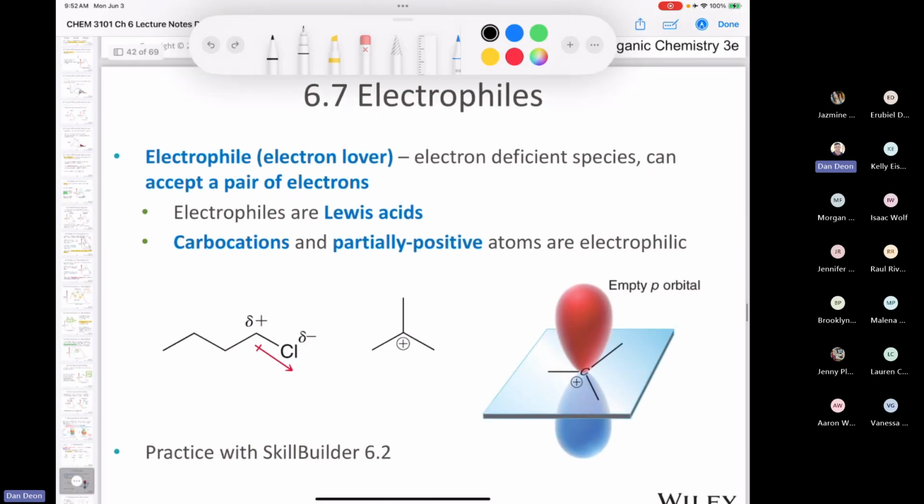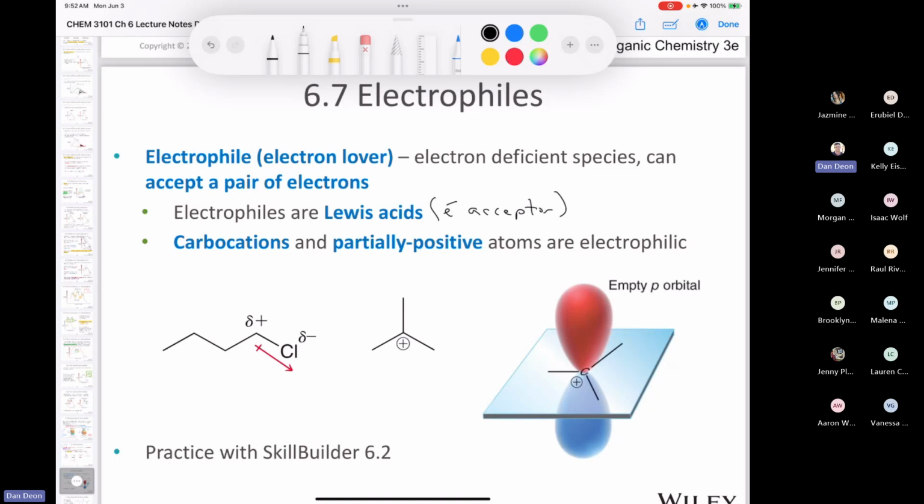Anyhow, an electrophile, I'll go a little quicker now. An electrophile is an electron lover, right? Electrons are negative, so it's going to be something that's electron deficient. An electrophile is a Lewis acid, and you remember that a Lewis acid is an electron acceptor. Good, electron acceptor. So carbocations and partially positive carbon atoms are really good examples of electrophiles that show up all the time in this class.